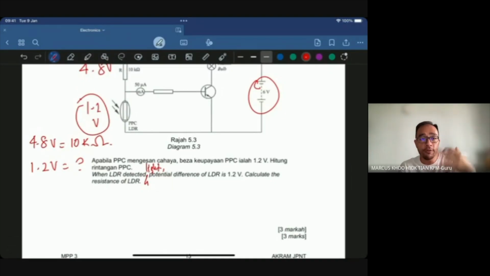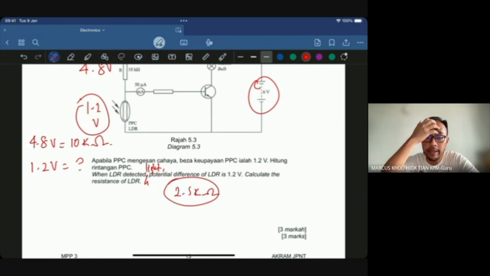I'm not going to give you the working for this, but I want you to figure out this answer for yourself, because it's not difficult. You just need to work your way through it. The answer is 2.5 kilo ohms, but I want you to figure out how this is done. It's only a 3-mark question. If you follow the ratio, 2.5 is the logical answer.